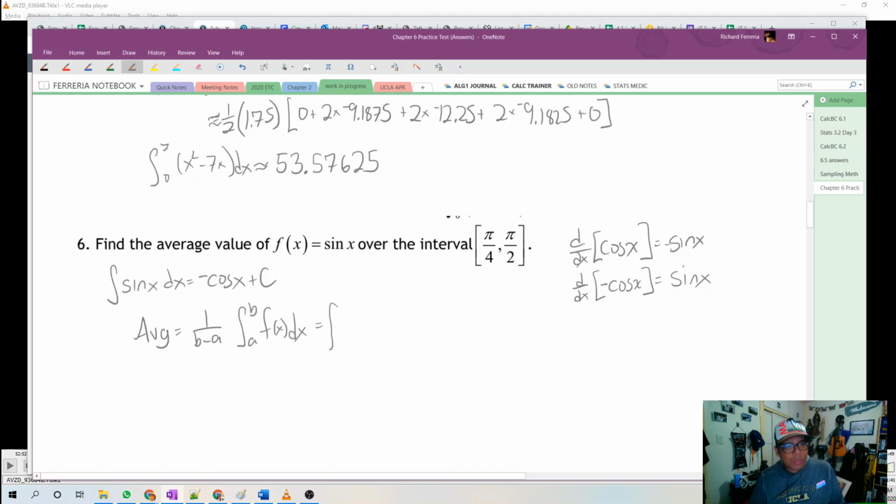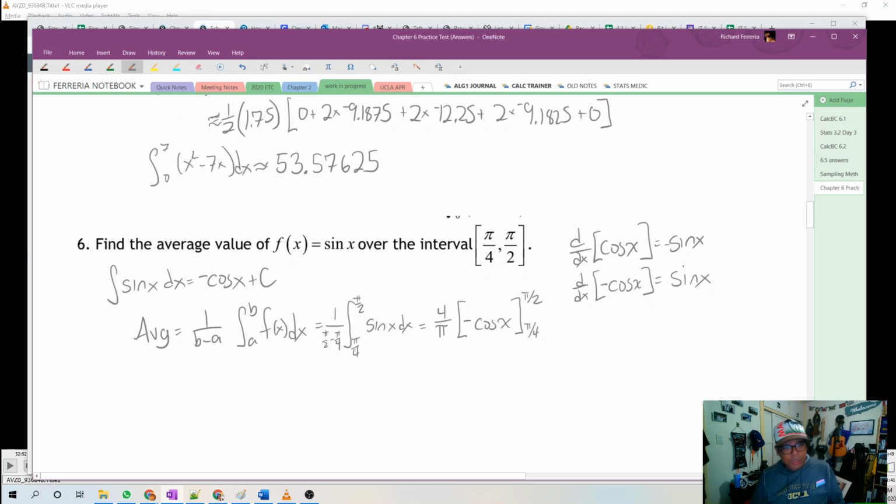Let's substitute the things we know. We know we're going to go from pi over 4 to pi over 2. F of x is sine x dx. Let's simplify this over here. Pi over 2 minus pi over 4 is pi over 4. 1 over pi over 4 is 4 over pi. So that gives me a 4 over pi. The antiderivative of sine is negative cosine. And we're going from pi over 4 to pi over 2.